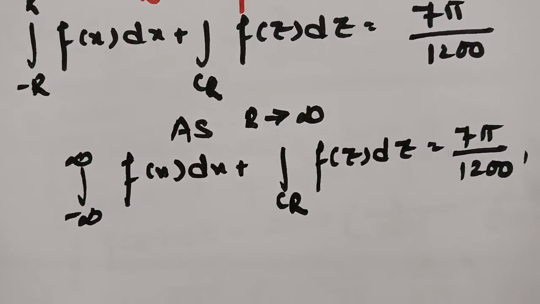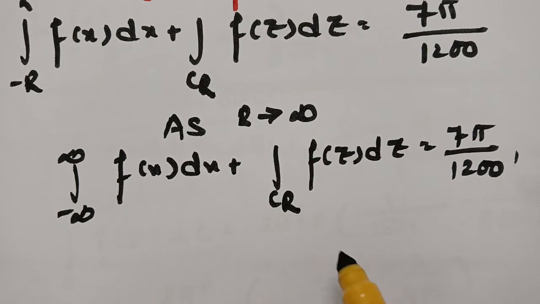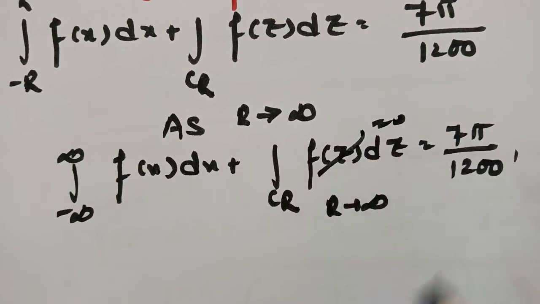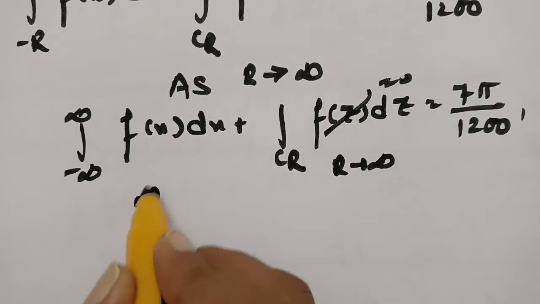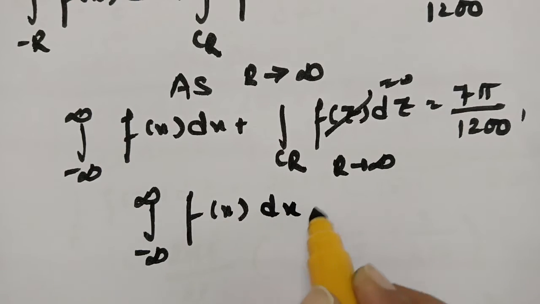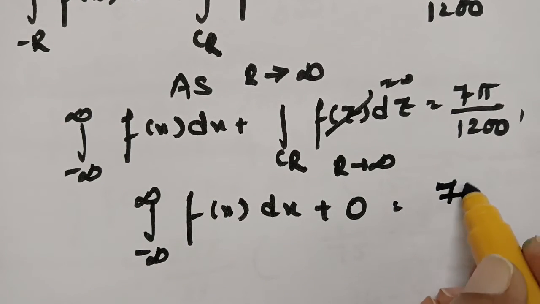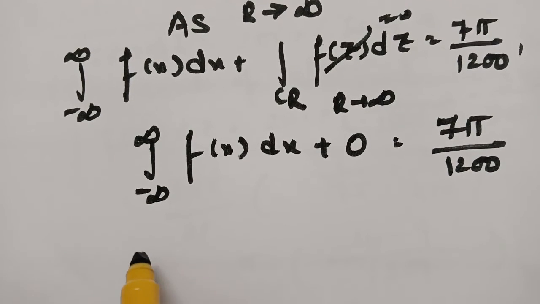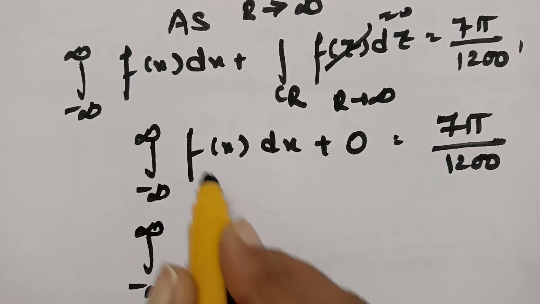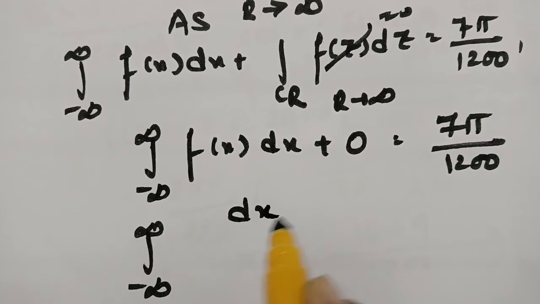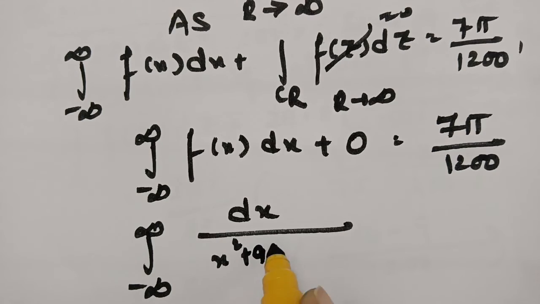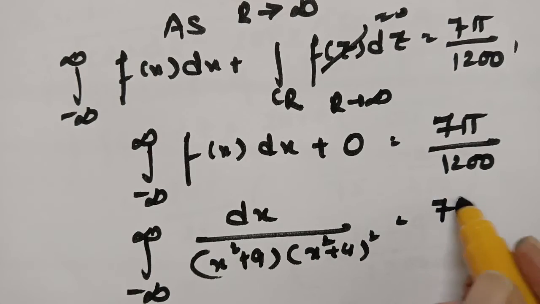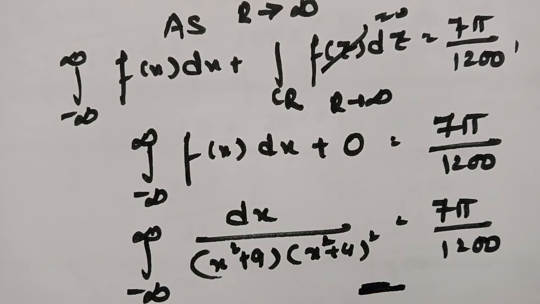So this is what I'm writing here. As r tends to infinity, this value is going to become 0. Therefore the integral from minus infinity to plus infinity of f of x dx plus a 0 value is equal to 7 pi by 1200. So what is our f of x? f of x value is nothing but 1 by x square plus 9 into x square plus 4 whole square, and the value is equal to 7 pi by 1200. So this is how we have to solve.